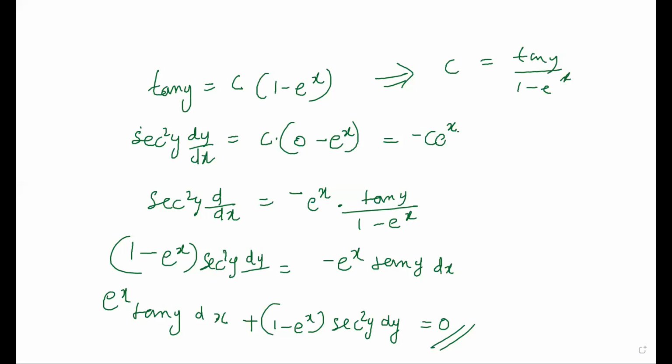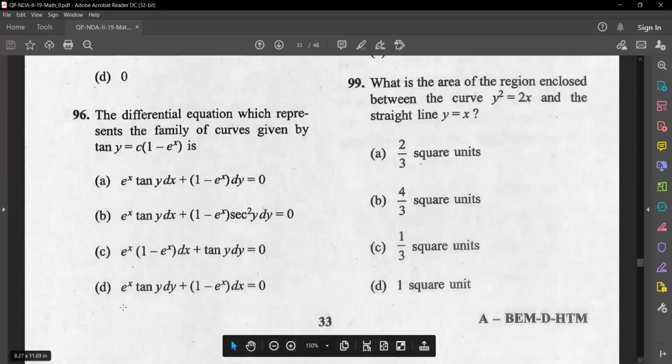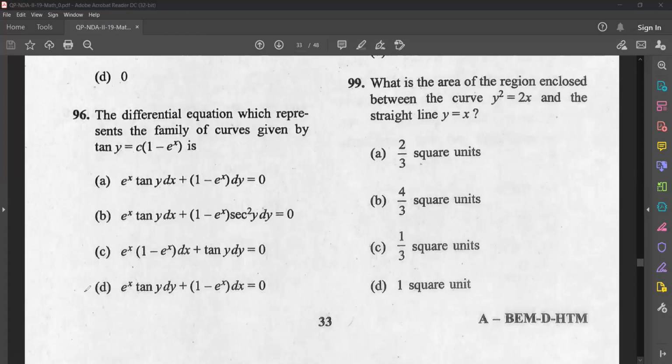Option D is e raised to x tan y dy by dx plus 1 minus e raised to x dx is equal to 0. Option B: e raised to x tan y dx plus 1 minus e raised to x sec square y dy equal to 0. Option B is the correct answer. So thank you everyone. See you in the next video.